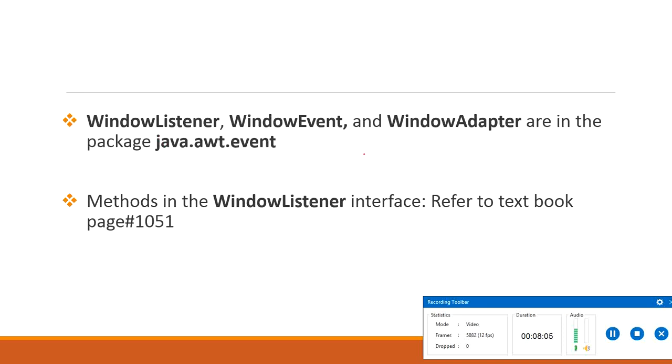WindowListener, WindowEvent and WindowAdapter are in the package java.awt.event, and the methods in the WindowListener are given in your textbook also. They are given on page 1051, how to use those methods, but I have already explained what the methods are in the previous slides. Now how to use them? They are given on this page. For example, windowOpened. All the methods normally take an object of the WindowEvent type.